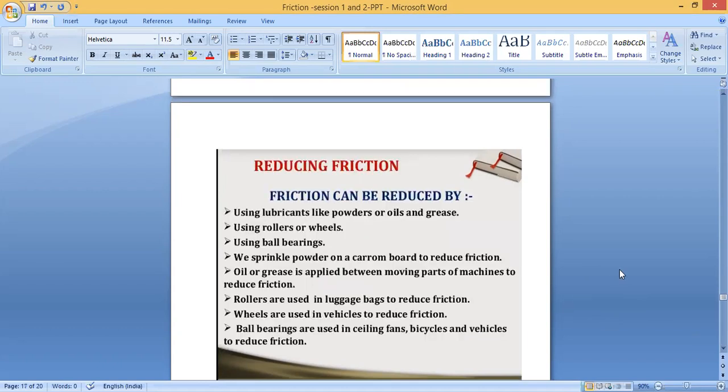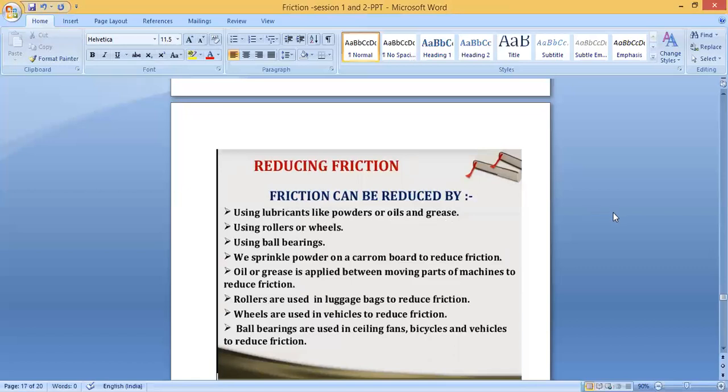Second one is reducing friction. How can we reduce the friction? Sometimes we said friction is good. We need friction, but at the same time we studied there are some disadvantages also. So how can we reduce friction? In some cases we have to reduce the friction. Friction can be reduced by using lubricants like powders, oils, and grease.